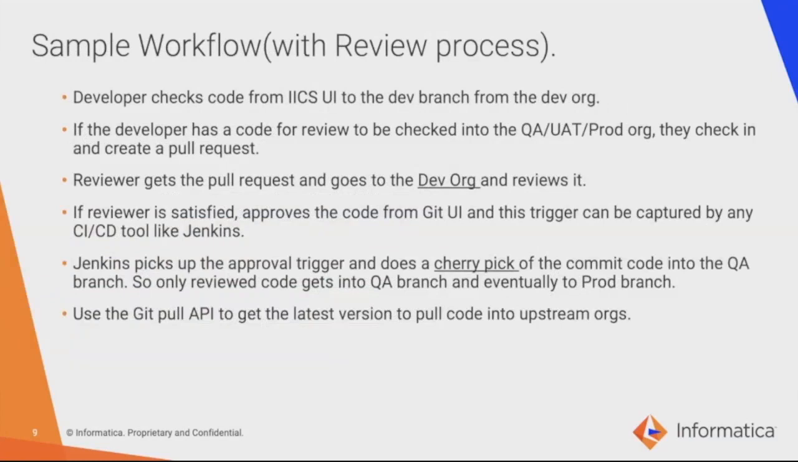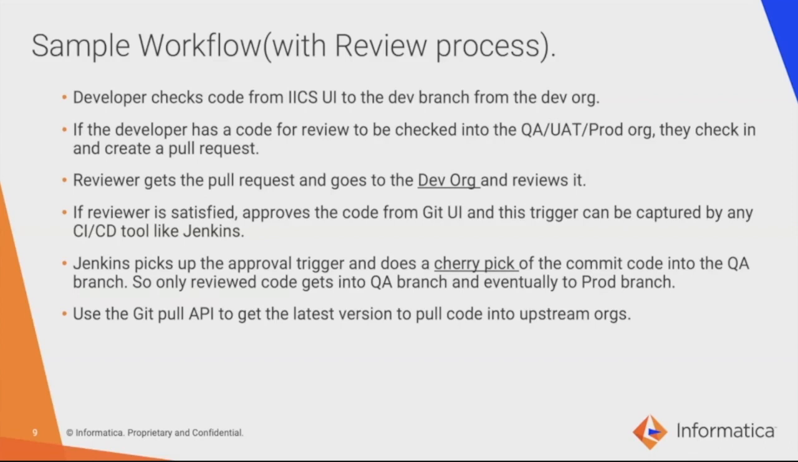Right. So the next thing I want to go over is a sample workflow. It's extending the conversation that we had so far with the developing phase. So this would be a sample workflow if you want to bring in the review process in between, right? A lot of customers have a review where there's a lead or an architect who reviews the code that you have developed, and only checked and verified code gets into the QA and the production orgs. So if you were to implement such a process in your existing IICS org, how would you combine the Git integration with the workflow that you have in place already?